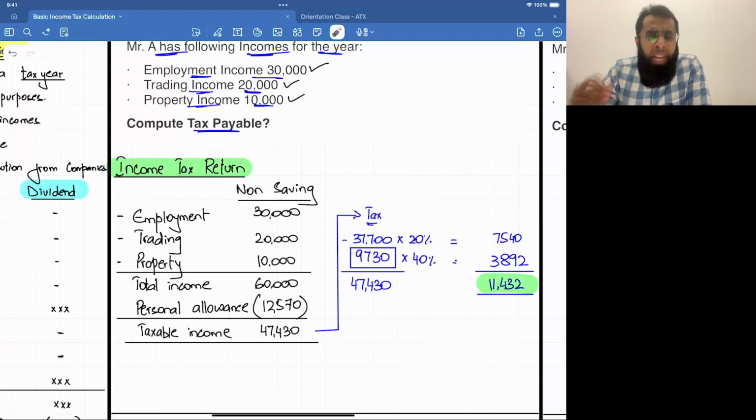I don't see any reason that someone may find it difficult. 37,700 is the basic rate band at 20%. Then you take the difference, 47,430 minus 37,700. The additional portion goes in the higher rate band.